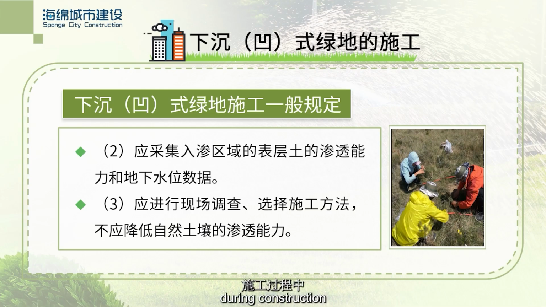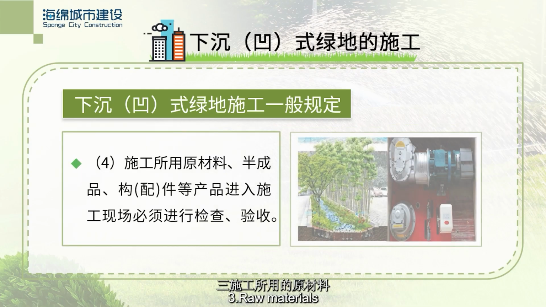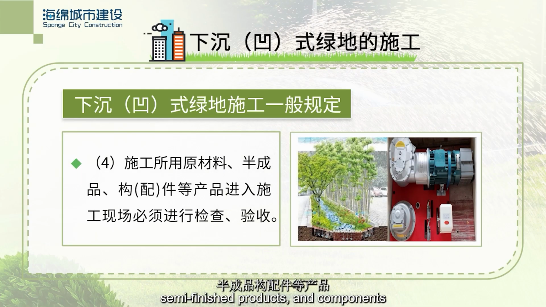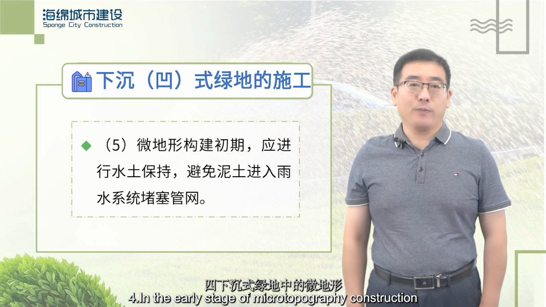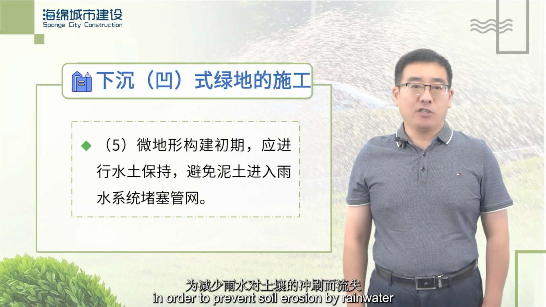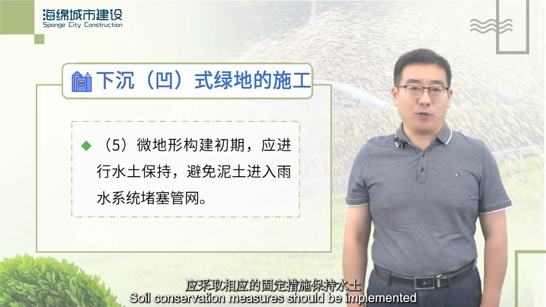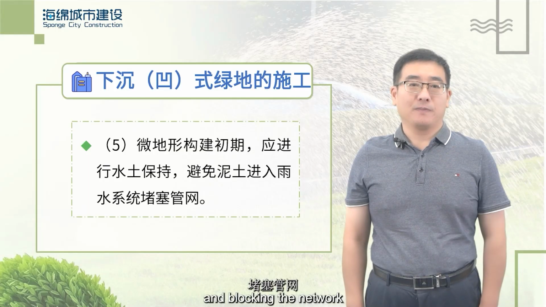During construction, natural soil permeability should not be reduced. 3. Raw materials, semi-finished products, and components, before entering the construction site, must be inspected and accepted according to relevant requirements. In the early stage of microtopography construction in sunken green spaces, in order to prevent soil erosion by rainwater, soil conservation measures should be implemented to prevent soil from entering the rainwater system and blocking the network.